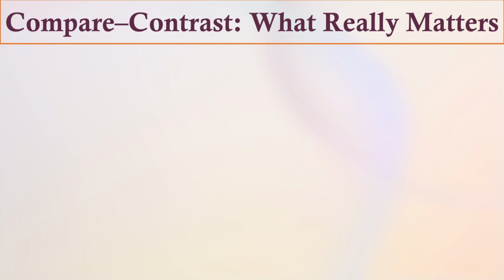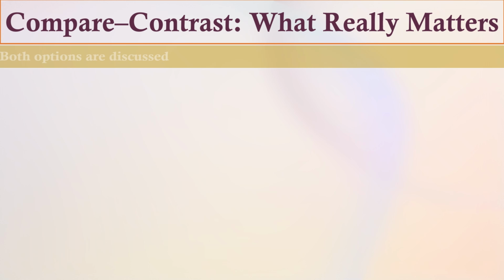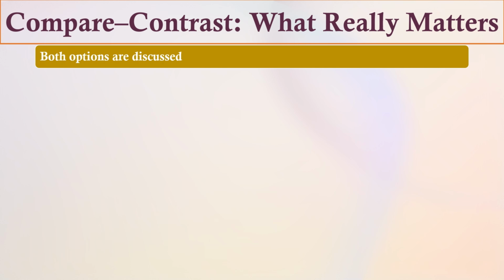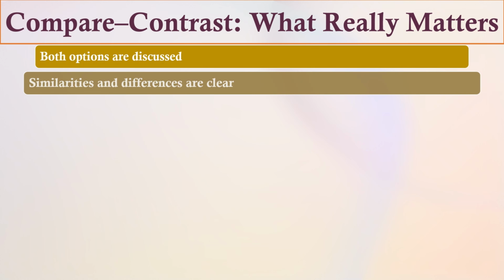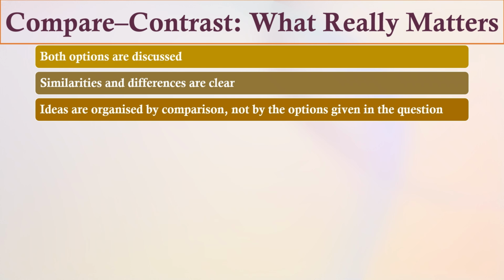Let's quickly recap what really matters in a strong compare-contrast essay. First, both options are discussed. This means you have clearly included both sides given in the question. Second, similarities and differences are clear. The reader can easily see what the two options have in common and how they differ. Third, ideas are organized by comparison, not by option. Instead of writing one paragraph about option A and another about option B, ideas are grouped according to how the options relate to each other.